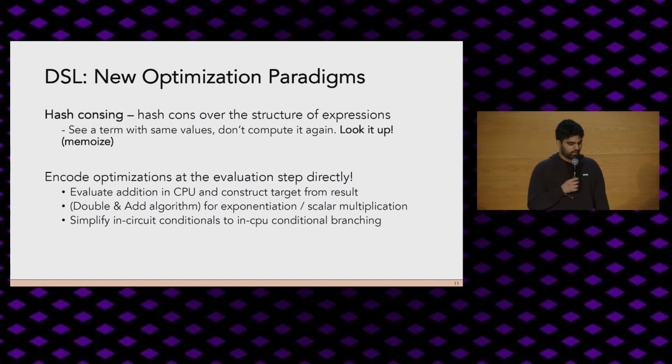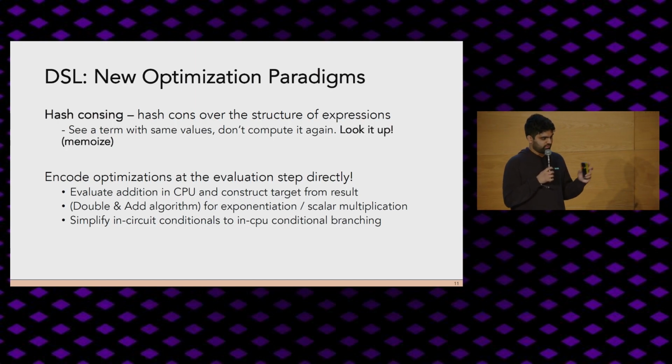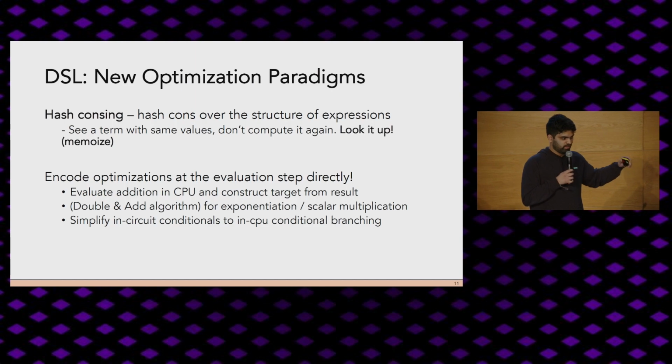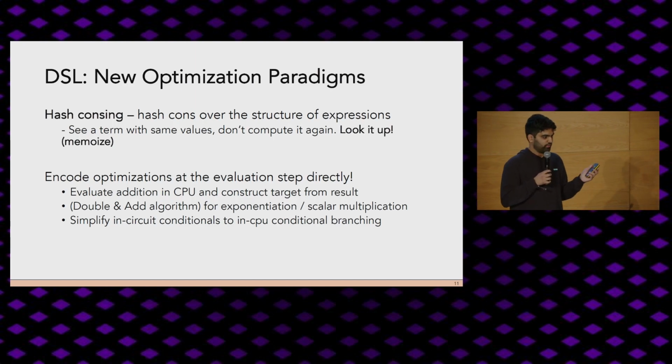So this is kind of a more PL term, but hash consing is basically this idea of abstracting over the semantics of your program and the structure of your expressions. Let's say you have an expression in your program that you've already seen before. Instead of evaluating the expression again, you should just be able to look up the value. This allows you to do that. It's a standard trick that's used in PL as well, and that's something that we want to bring to the blockchain ecosystem and to some of these different proof systems.